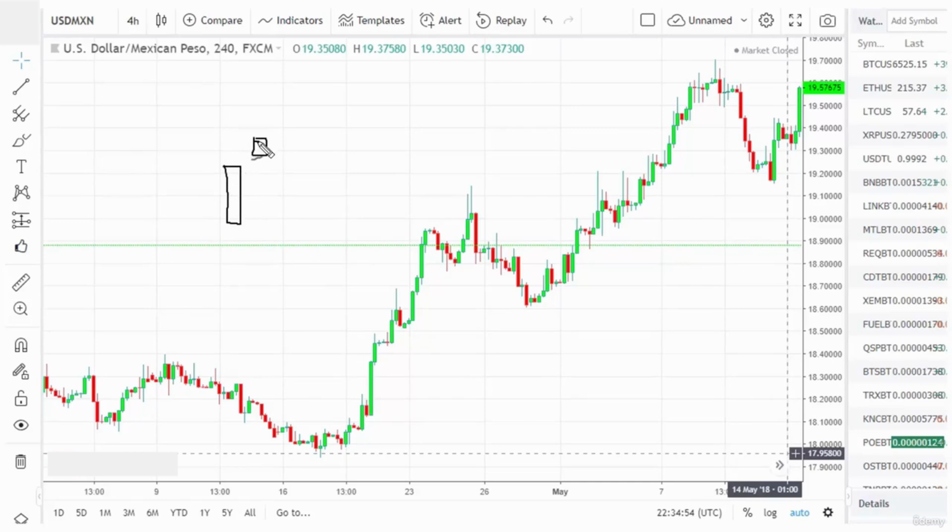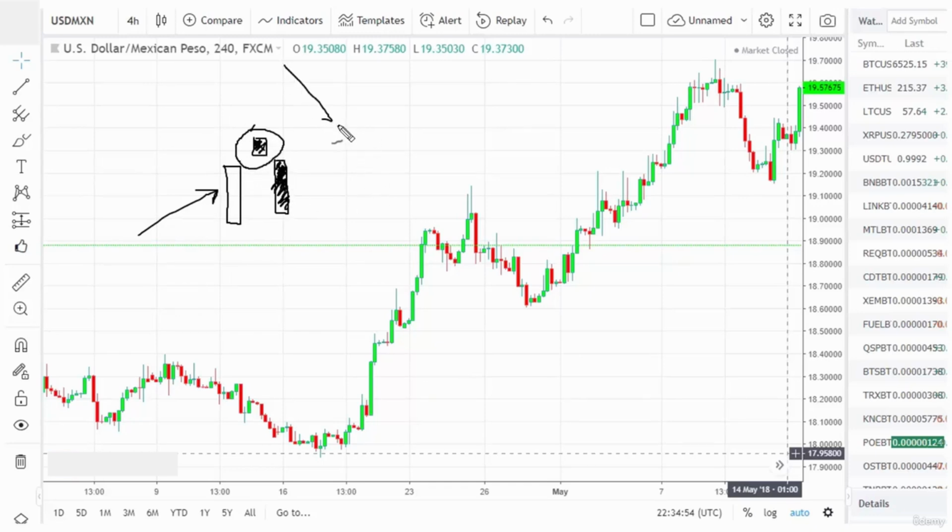And what an abandoned baby is, much like a morning or evening star, in the sense that it is a 3 candlestick pattern. And to be honest with you, I've always kind of looked at them as the same. So this is a bearish one. You'd be in an uptrend here. You'd have the baby, the abandoned baby, because there are gaps.